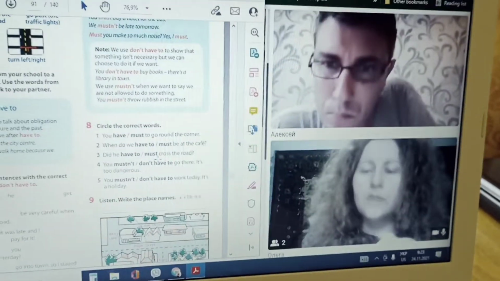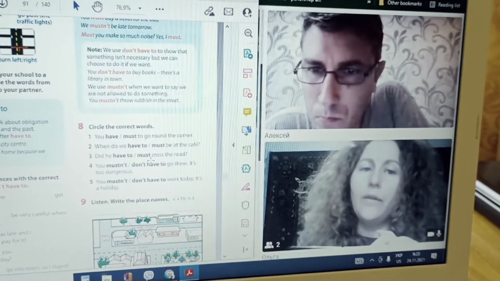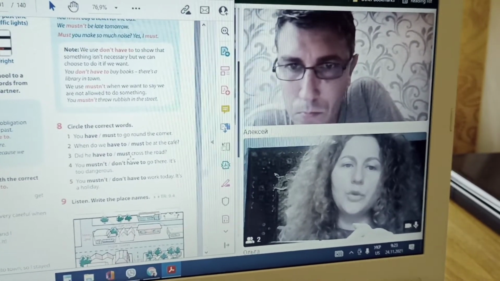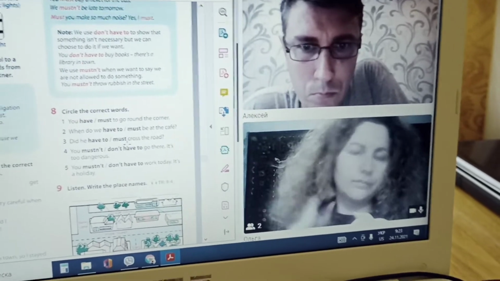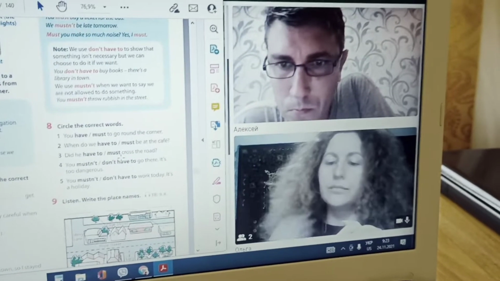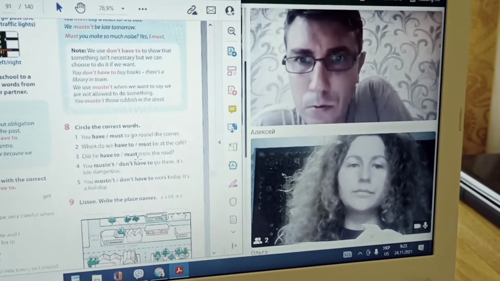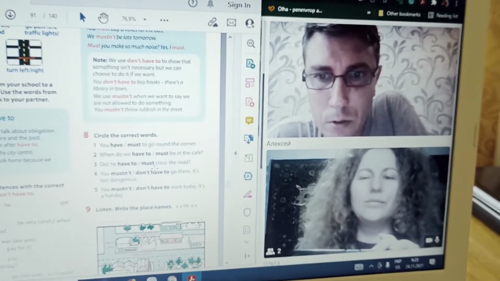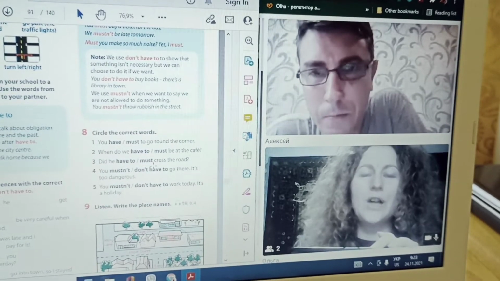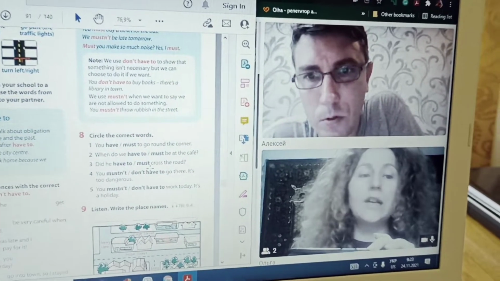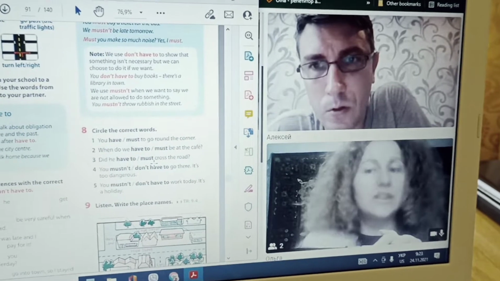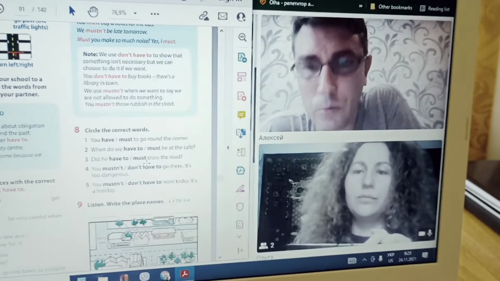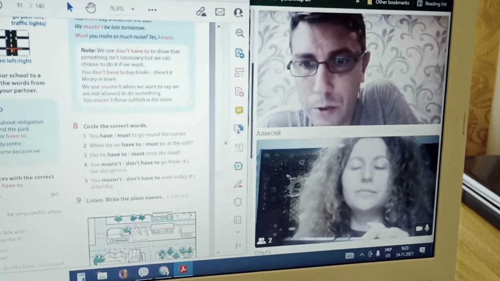Now, circle the correct words. Here, you have to or must to go around the corner. Which one? You must to go around the corner. No. Why? Because it's not a strong obligation. It's again obligation, but not so strong in meaning. Must is very strong in meaning. Sometimes it sounds very rude. You have to.